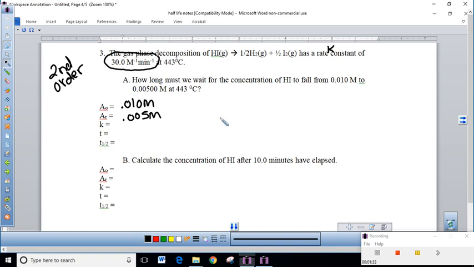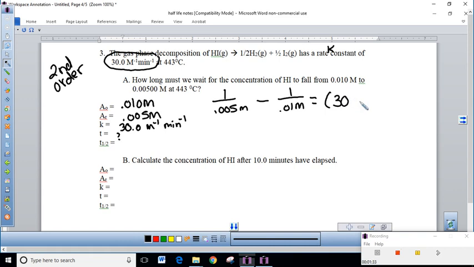So, first thing we want, we've got the K. Let me put him up there. 30.0 molarity to the -1, minute to the -1. And we're looking for time. We don't need to worry about that half-life. Okay, so our formula here is 1 over the remaining, which is 0.005 molar, minus 1 over 0.01 molar. This one doesn't have a negative in front of the K, so that's kind of important as well.